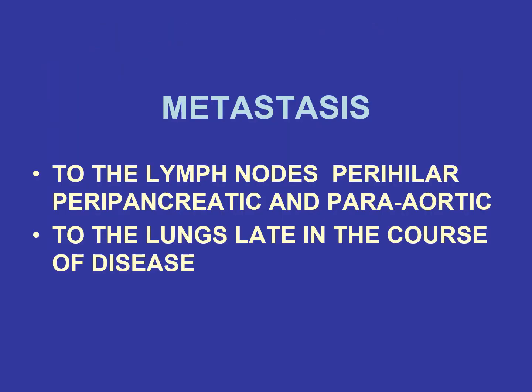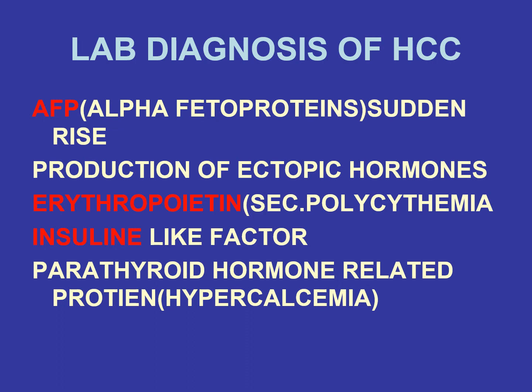The metastasis is usually to the regional lymph nodes, the perihilar, peripancreatic and periaortic, and to the lungs late in the course of the disease. The lab diagnosis, one of the most important tumor markers is the alpha-fetoprotein, which may show a sudden rise. Though the alpha-fetoprotein may be raised in advanced cases of cirrhosis of the liver, it is not so much raised as in the case of hepatocellular carcinoma.